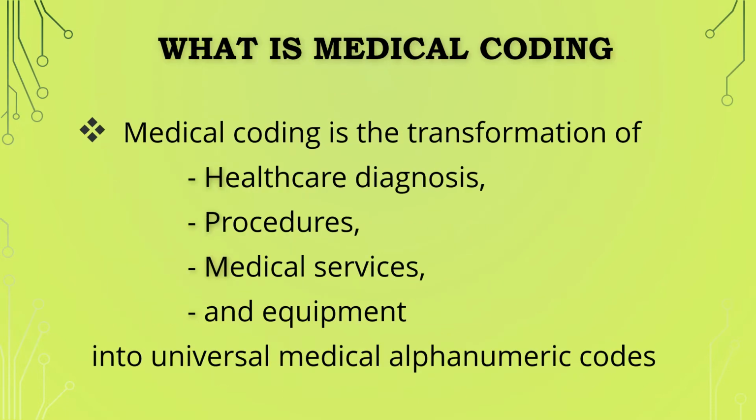So many diseases are there in this world and many procedures need to be done to treat the disease with the help of medical equipment and medical services in the hospital. Those diseases, procedures, medical equipment and services are converted into universal alphanumeric codes. This process is known as medical coding.